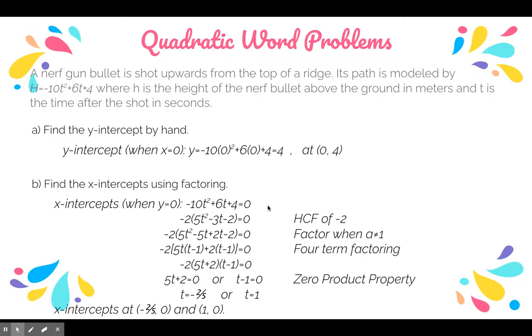So what I did is I did factoring. I removed the highest common factor, and then I factored the quadratic trinomial when a is not 1. Then it led me to 4-term factoring, and then I used the zero product property to set each of those brackets equal to 0 and solve. So I got my two t values, where t represents x in this problem.